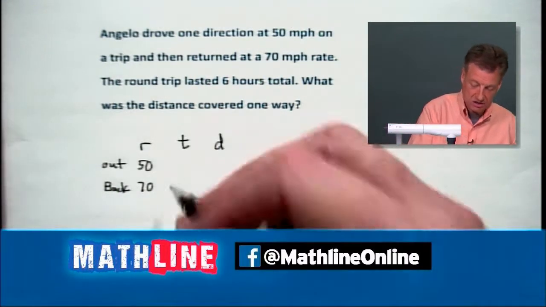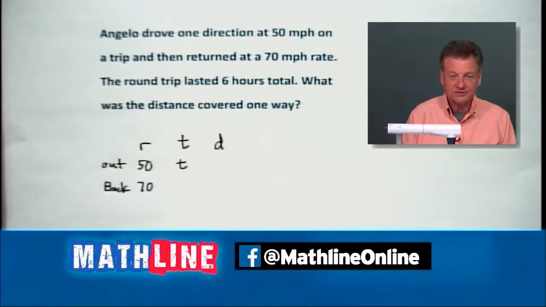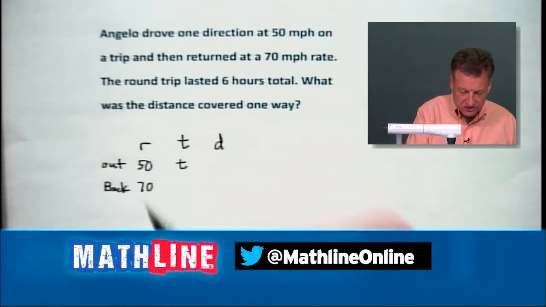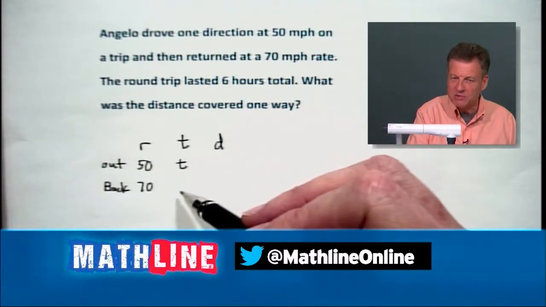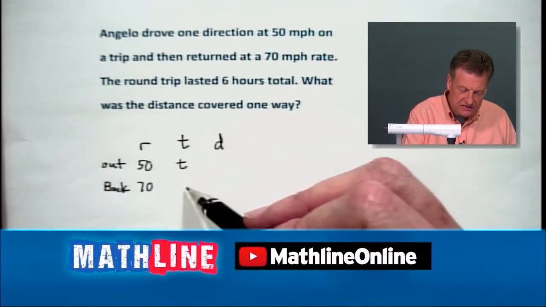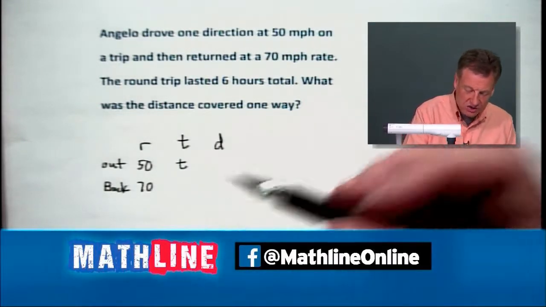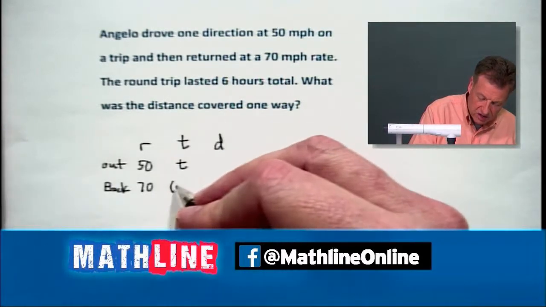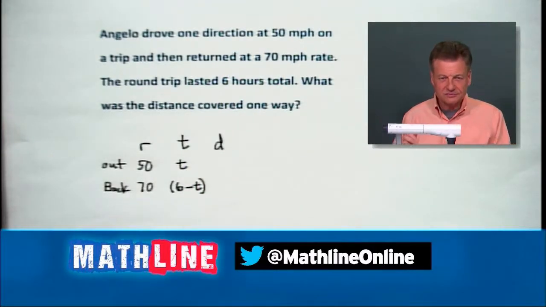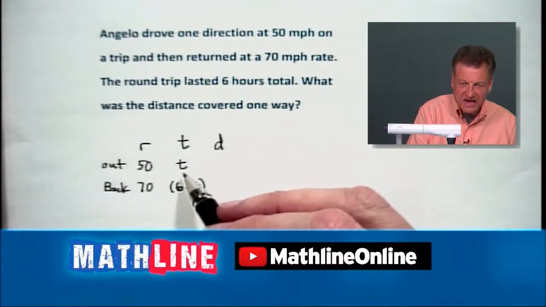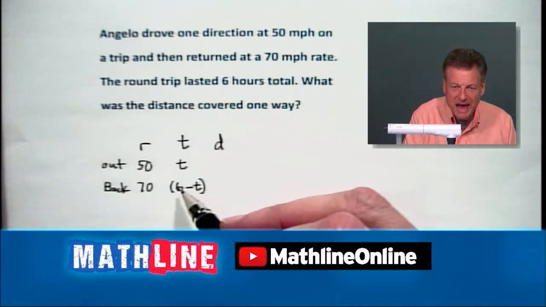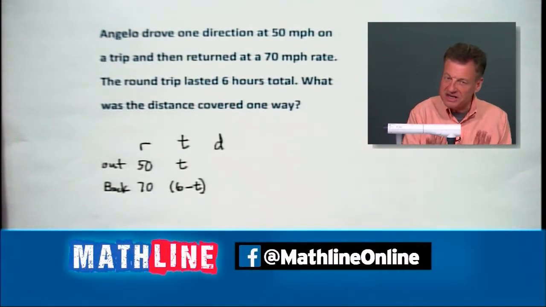Time, I don't know. I got T. Guess what? Did the same distance. This one should be less, because we're doing the same thing. So let's go with, are you ready for this? 6 minus T. You say, how does that work? Let's say I had 6 hours total, and let's say I took 4 hours out, that would give me 2 hours coming back. You see? 6 minus T, not T minus 6.